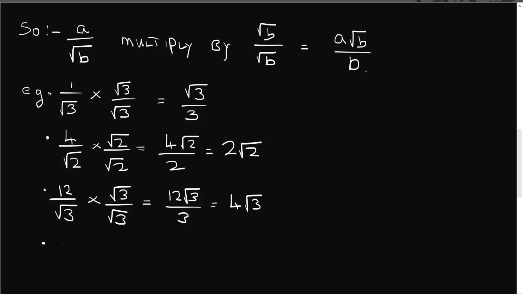Another one. A little bit more interesting because we've got a root on the top as well. Root 6 over root 2. And one way we can do it is what we've been doing, multiply by root 2 over root 2, which gives us 6 root 2.